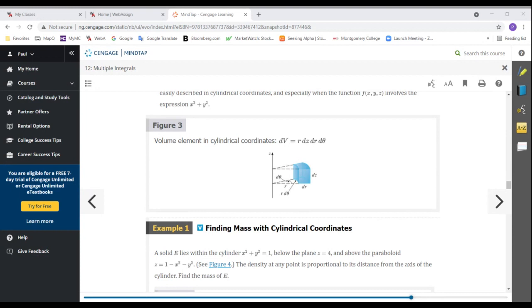So the circumference or length of that little arc there is r d theta. So if you think about taking the length of that arc times dr times dz, and think about the arc getting smaller and smaller, you're basically going to have base times width times height, where base is r d theta, width dr, and height dz. That's sort of how I like to think about it, and to justify why dV is r dz dr d theta.